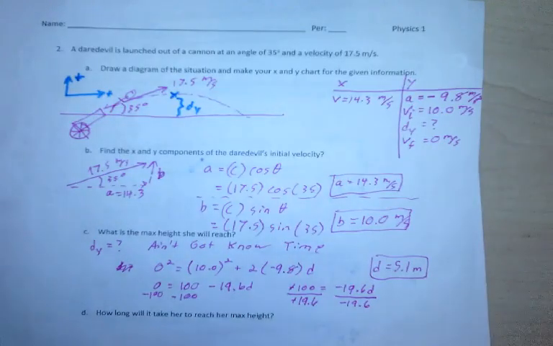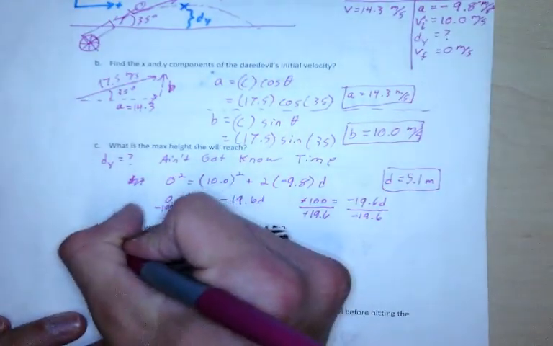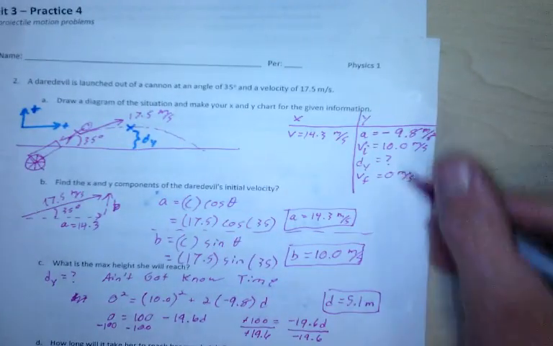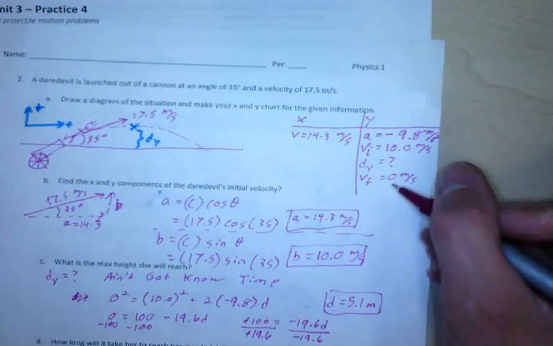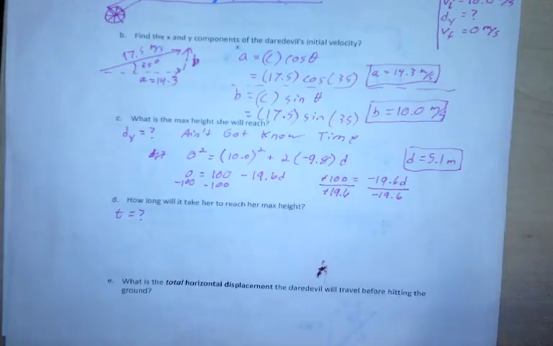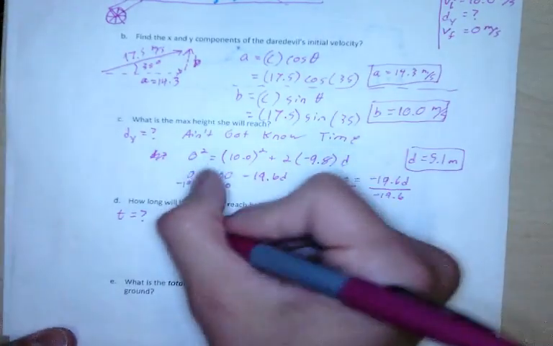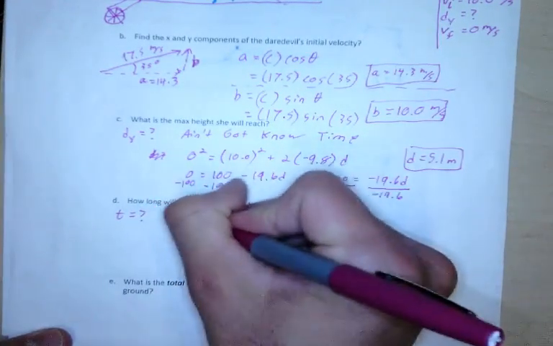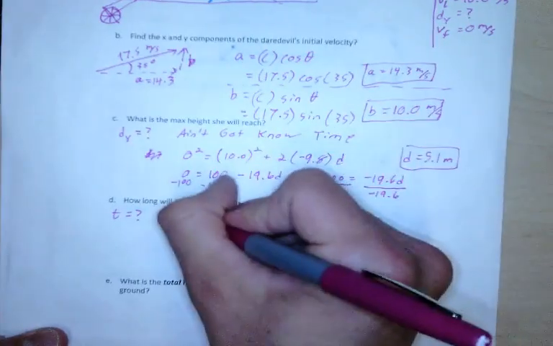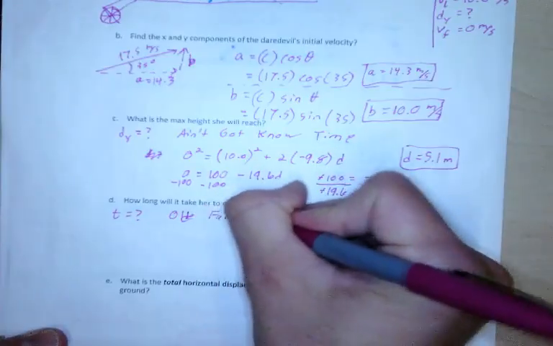Okay, D, how long will it take her to reach the max height? So that is looking for time. Just like we've done, time goes in both the x and the y direction. Since I know everything else about the y direction, I'm going to use the y equations, and I'm going to use specifically Old Faithful to do that. So you can use ain't got no time, but your Old Faithful is going to be the easiest from a mathematical standpoint.